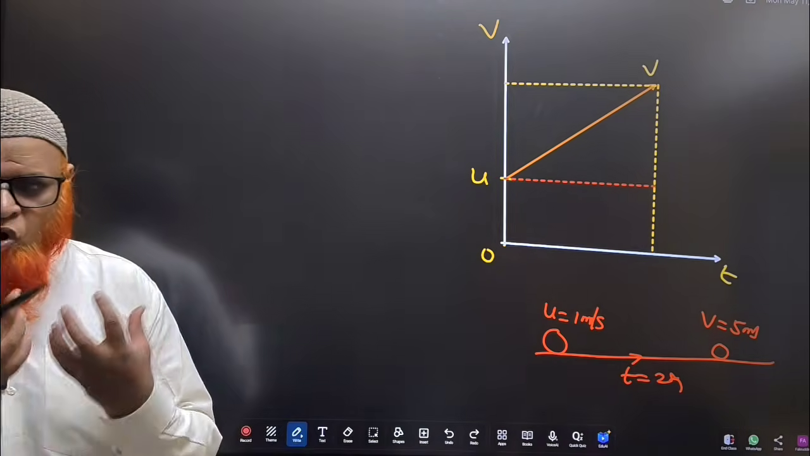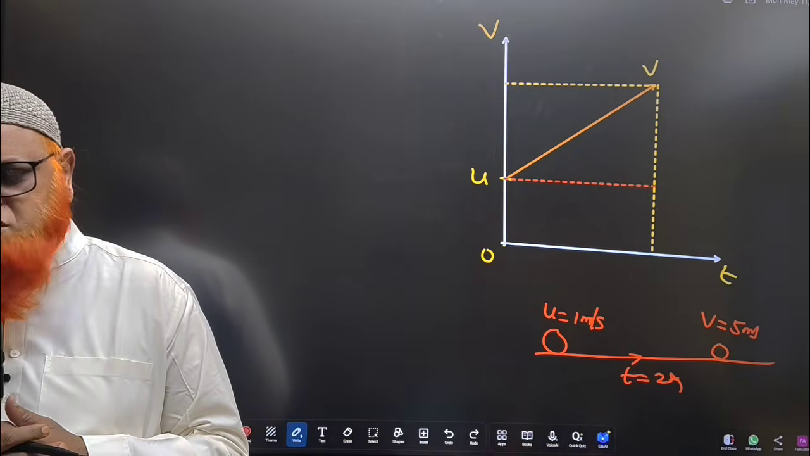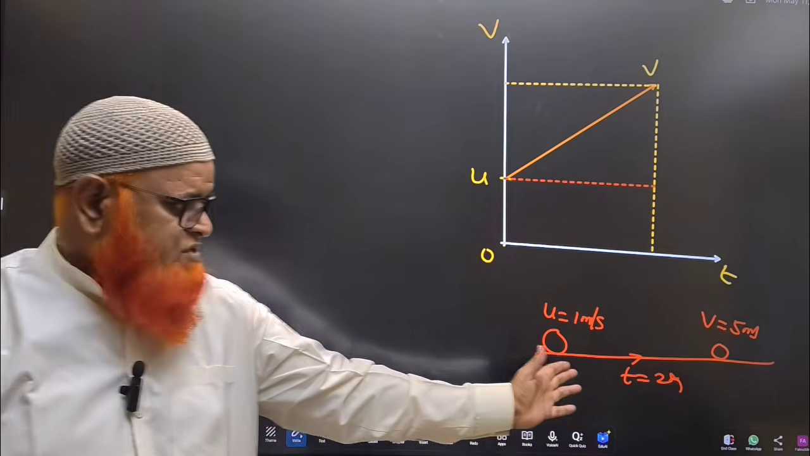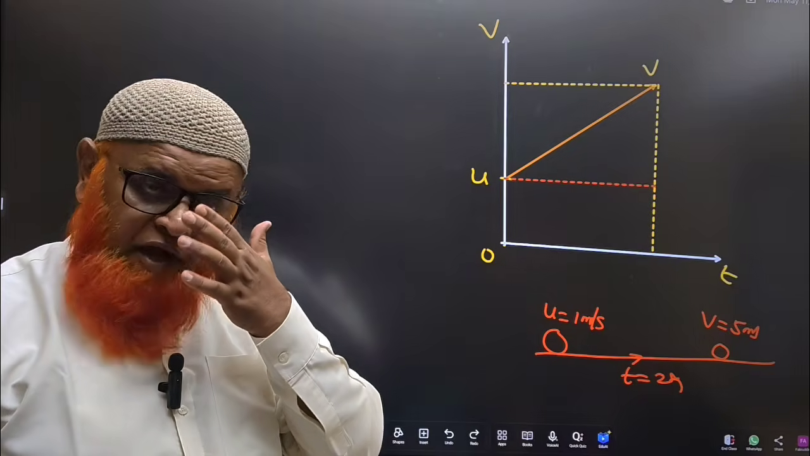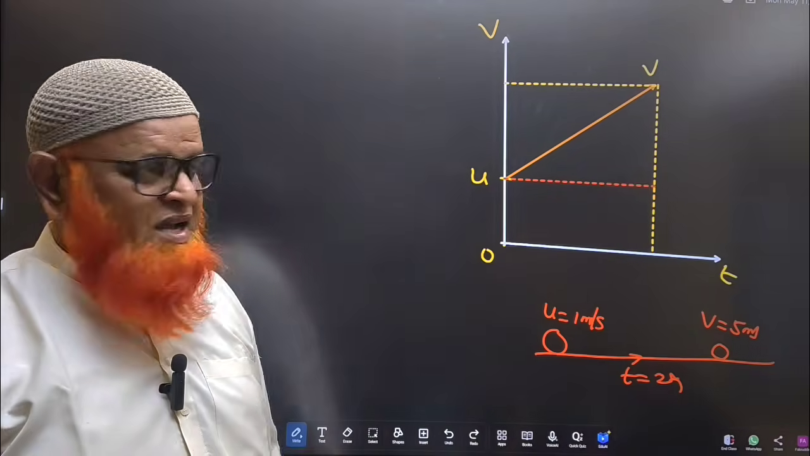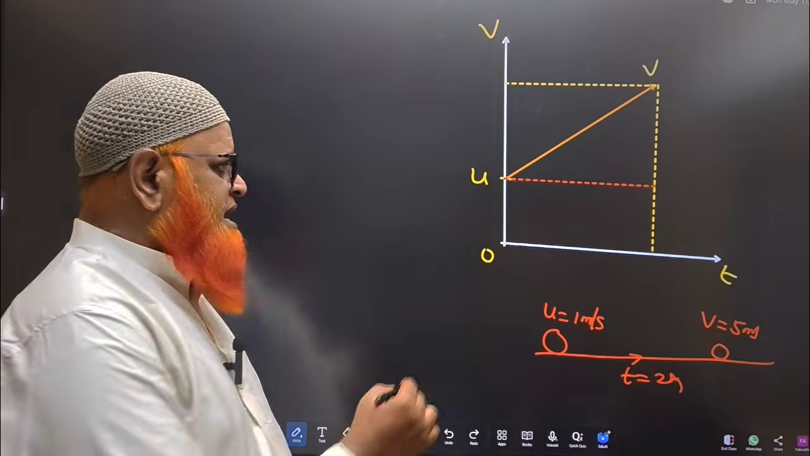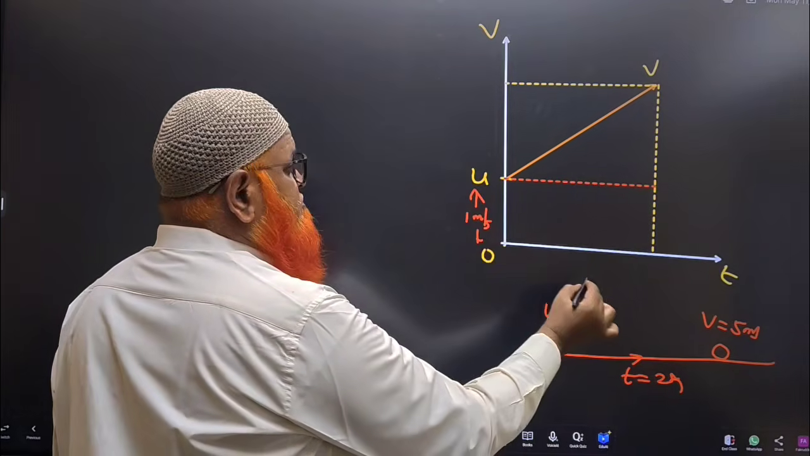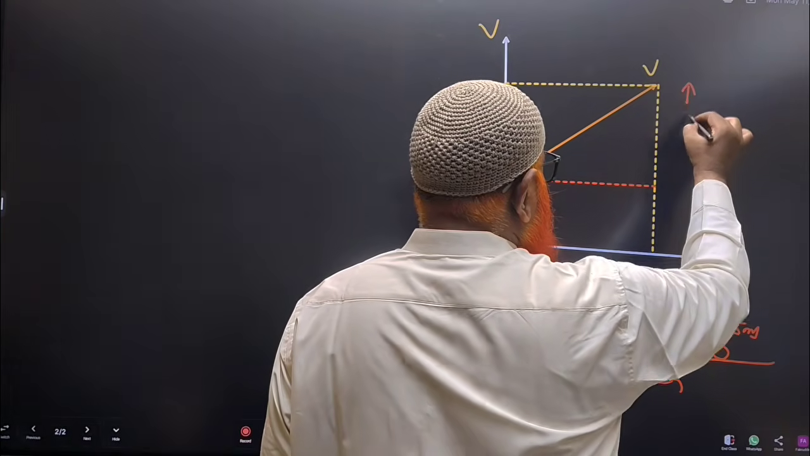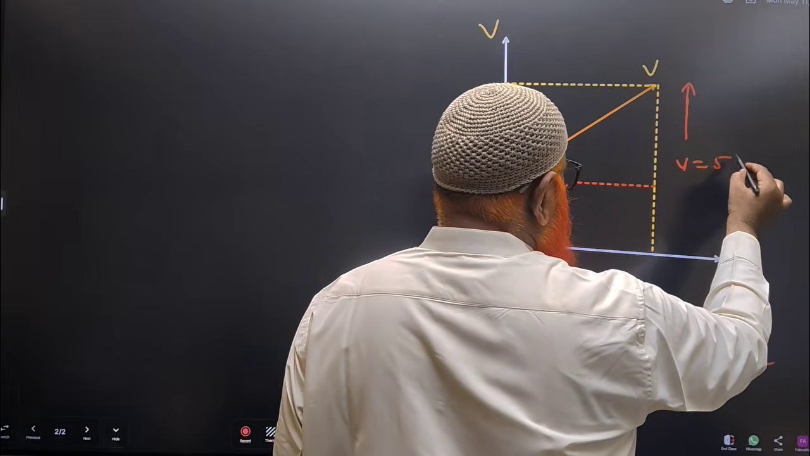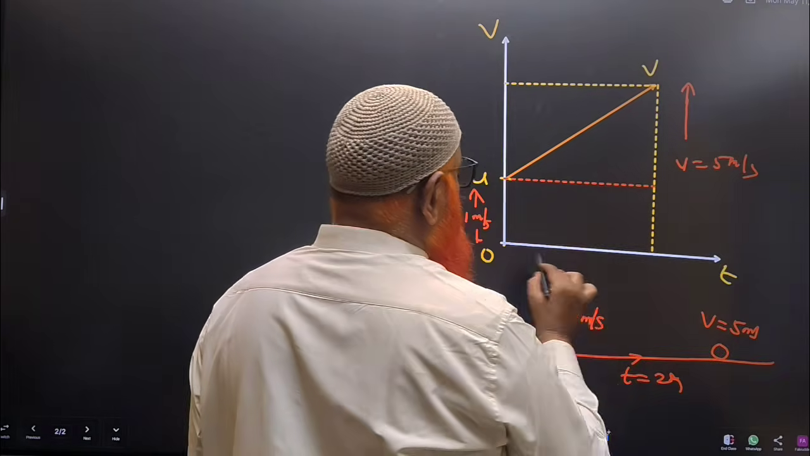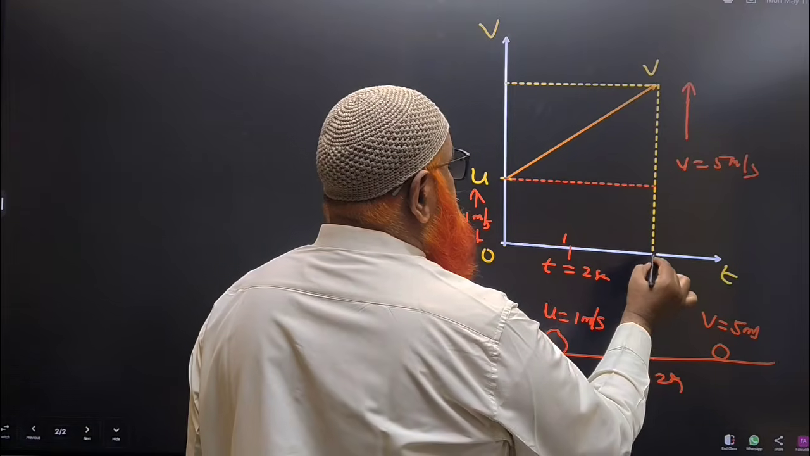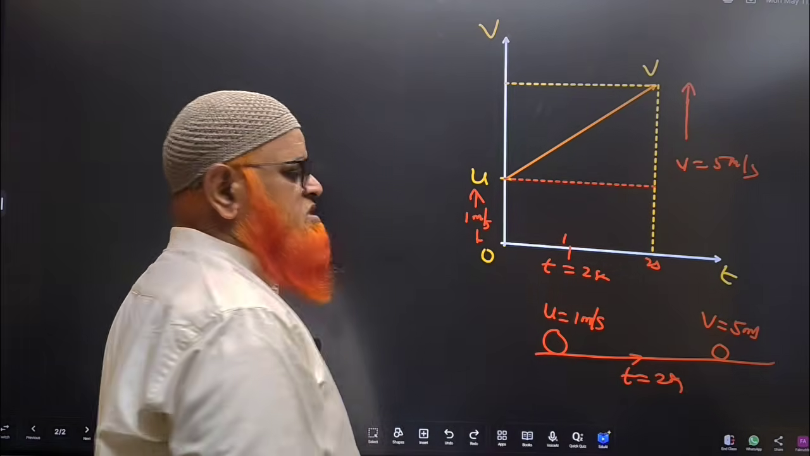That means the body already has a certain initial velocity. It is not starting from 0. Already it has a certain initial velocity and slowly its velocity is increasing. So you have to show in the graph that it has a certain initial velocity, represented by this, that is 1 meter per second. And the final velocity is here, which can be represented with final velocity v, taken as 5 meters per second. From here to here, the time taken is how much? 2 seconds, which means this is 1 second and this is going to be 2 seconds. So this is the graph.